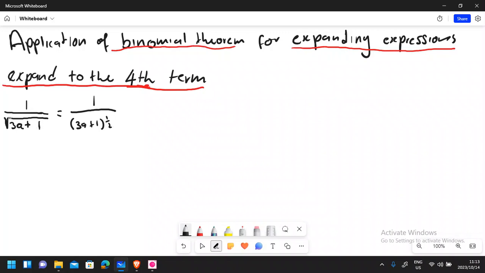We know that the root is the same as the exponent half, and then we take the denominator 3a plus 1 to the numerator. When we do that, our exponent becomes negative, so it's going to be negative half. This is the expression that we can now expand. It allows us to expand when it's like this. It's easy.